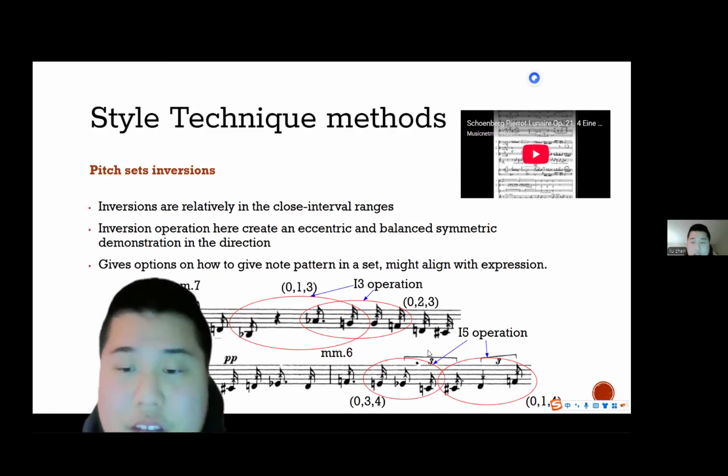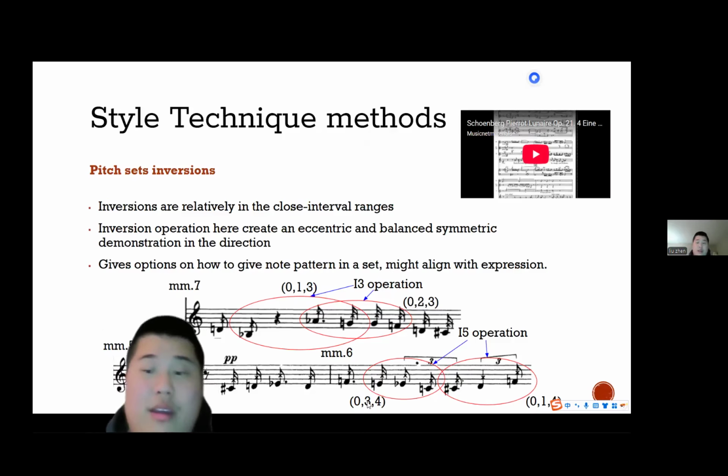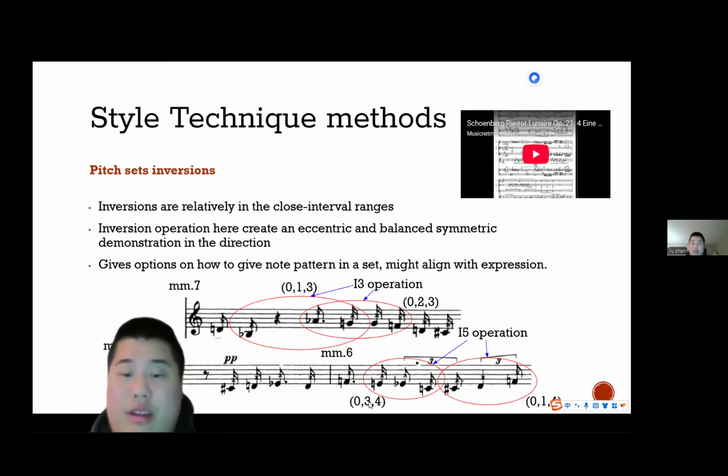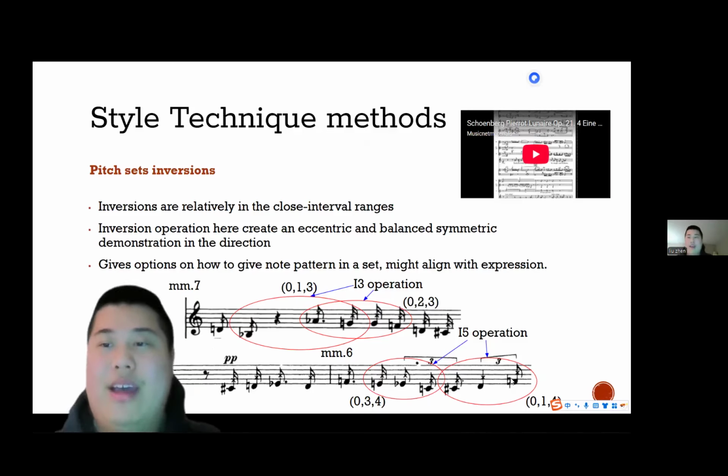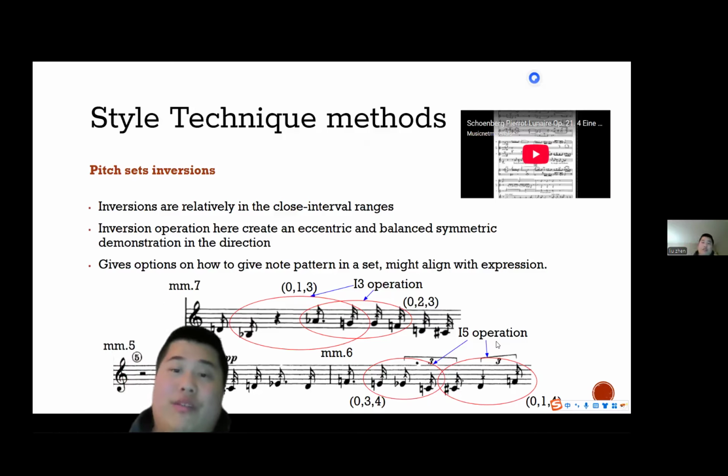If we take a look at those two sets and put them into prime form, they construct as 014 and 014. And if we look at the normal order, the one on the left is 034 and the one on the right is 015. If we combine all of that, we get an operation of I5, which means the trichord inversion.